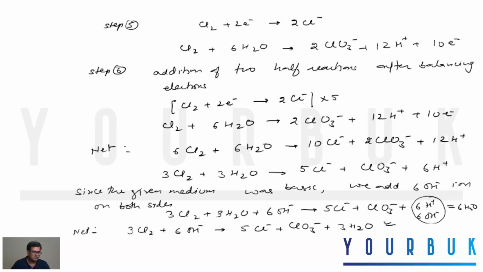So this is a very simple way to balance the redox reaction in the basic medium. You don't have to learn another set of steps to balance the redox in the basic medium. Just extend the acidic medium balancing to basic by writing 2 extra steps.